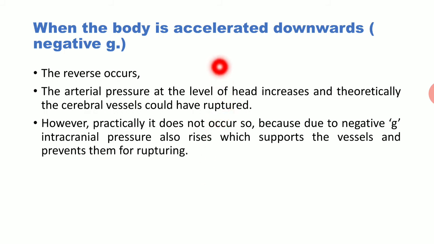When the body is accelerated downwards, negative G, the reverse occurs. Arterial pressure at the level of the head increases, and theoretically the cerebral vessels could rupture. However, practically it does not occur, because due to negative G, intracranial pressure also rises, which supports the vessels and prevents them from rupturing.